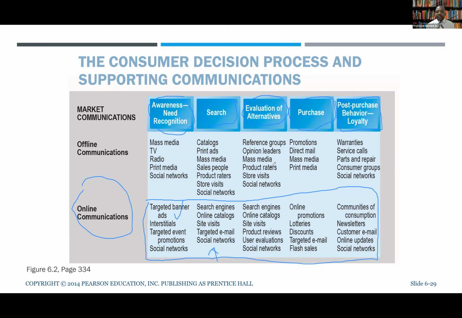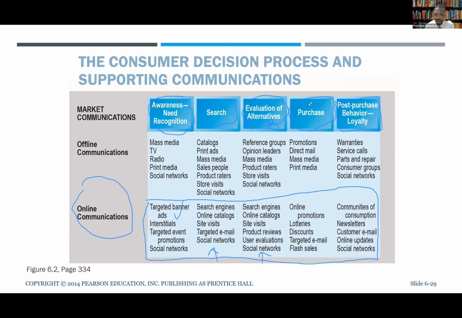The evaluation of alternatives means that, okay, if I don't buy from you, it's party A versus party B. So it comes off of online search. The same thing applies: product reviews, user evaluations, and the rating system that we talked about become very, very important in step 3.